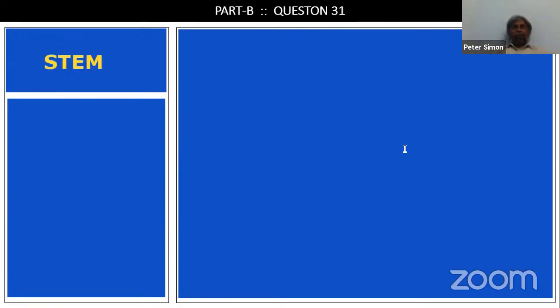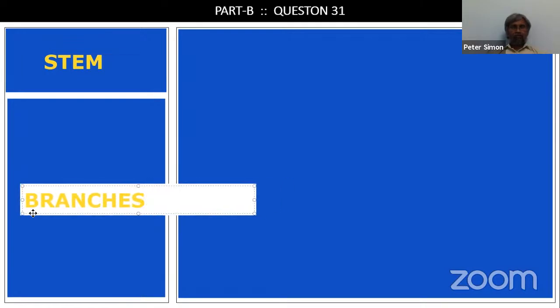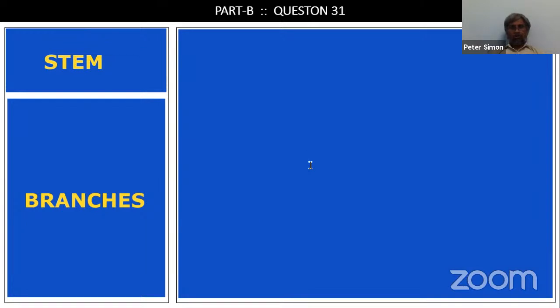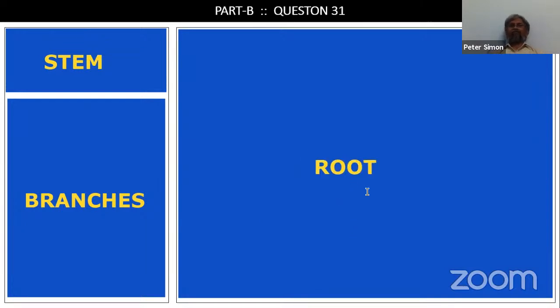Yes, that is the stem. Next one. These are the branches. And this is the root. Root means the original answer you can find here.